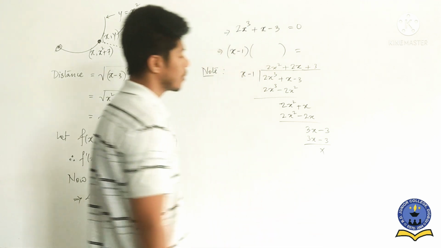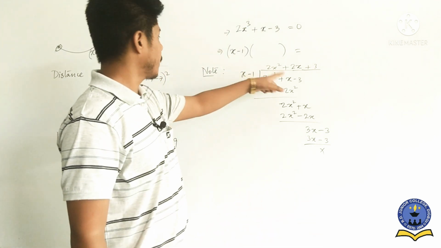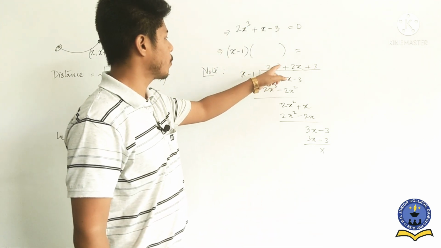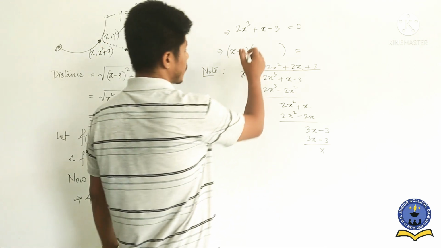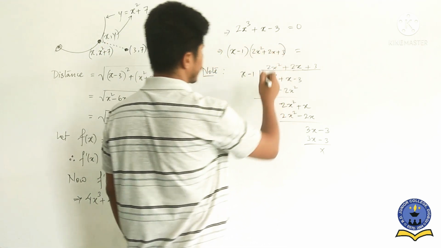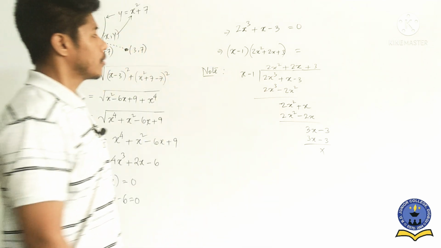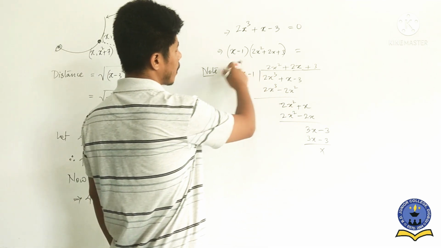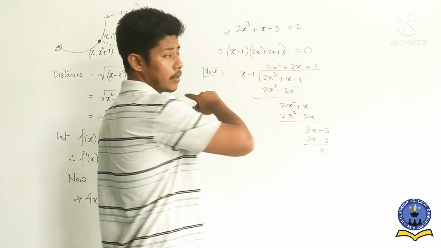So ultimately you see here, if you factorize this one, then what do we have to write? 2x squared plus twice x plus 3. That means in this case, we write 2x squared plus twice x plus 3. Is it clear? So now here, after dividing this one, this one is a factor we get.